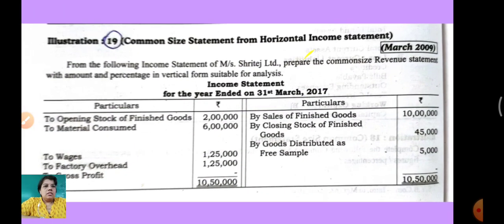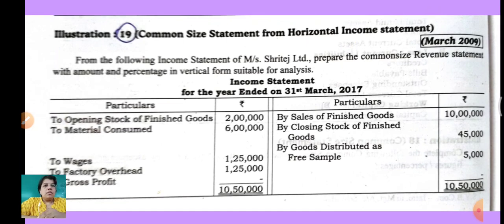So here is the question. From the following income statement of Messrs Sritej Limited, prepare the common size revenue statement with amount and percentage in vertical form suitable for analysis. Income statement for the year ended 31st March 2017.